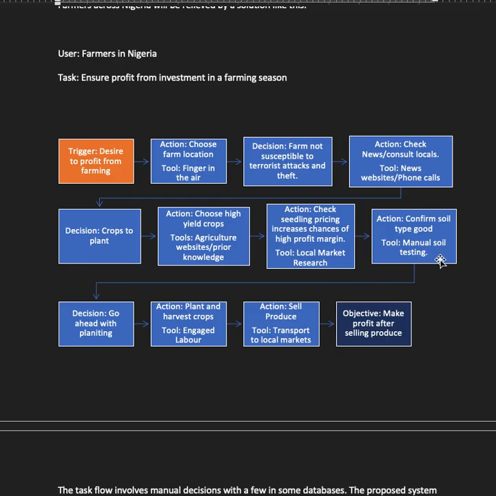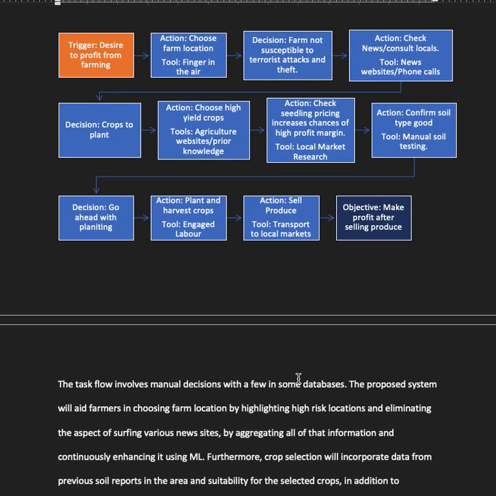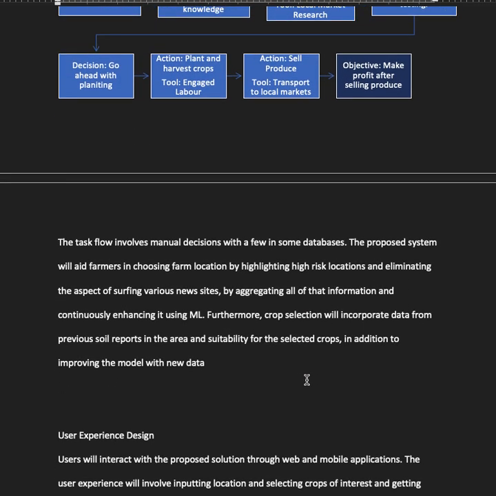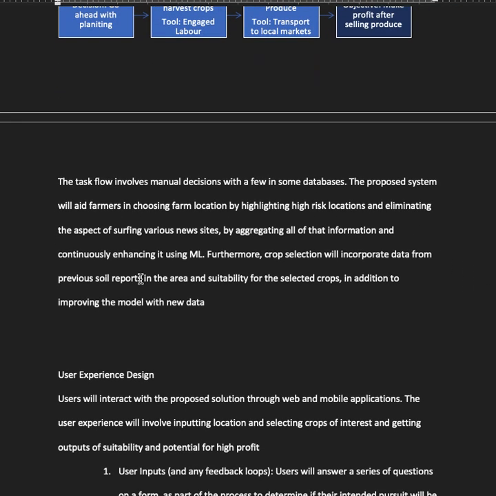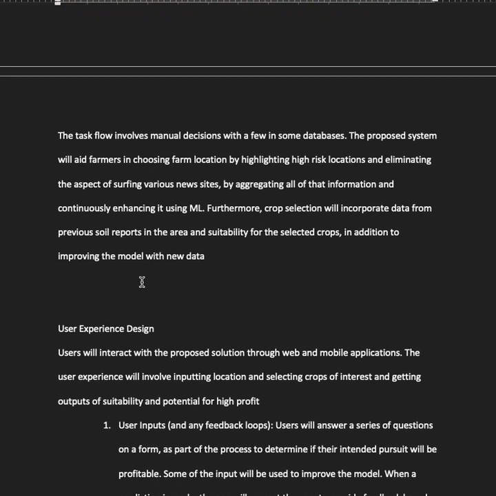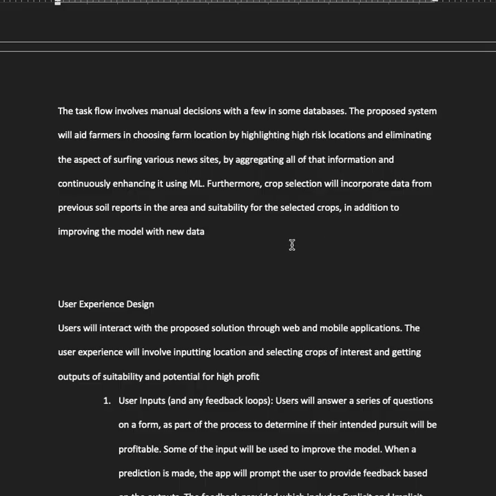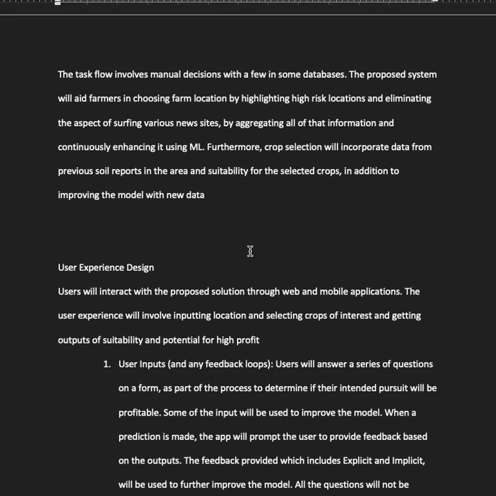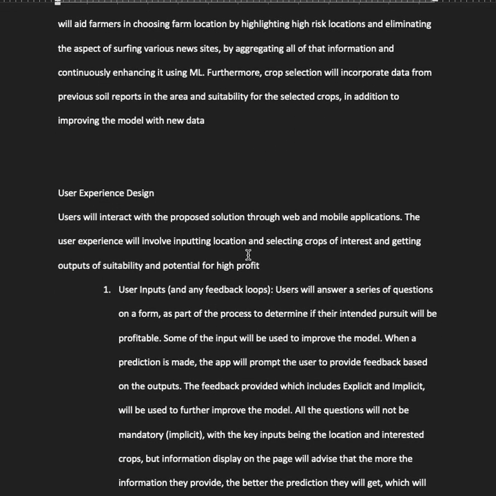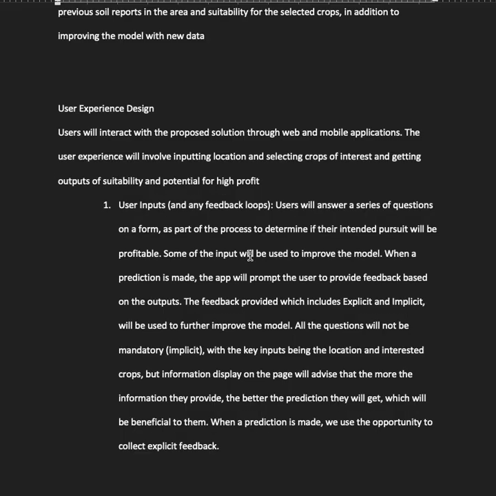They're going to check if the soil type is good for the seedling, and they make a decision to go ahead with the planting, and then engage people to do the planting and ultimately then sell. So a lot of manual actions happening here, which can be enhanced by aggregating the entire databases that we have in multiple places. So this task flow will involve getting all the data we have from all of the databases and building a machine learning model to be able to help farmers accurately forecast their yield.